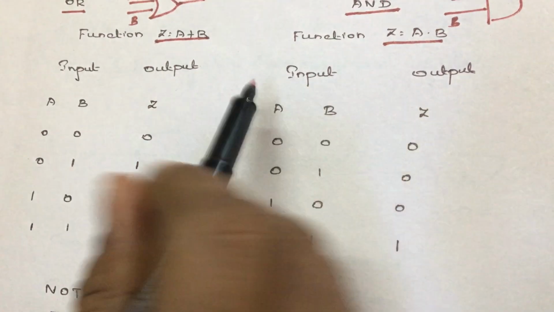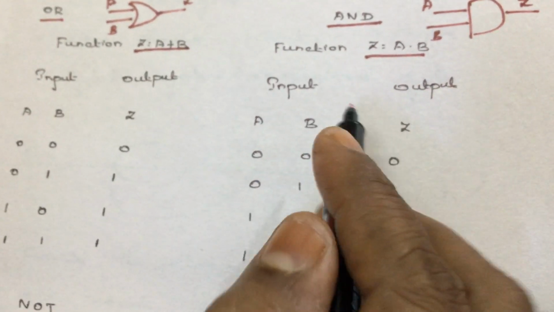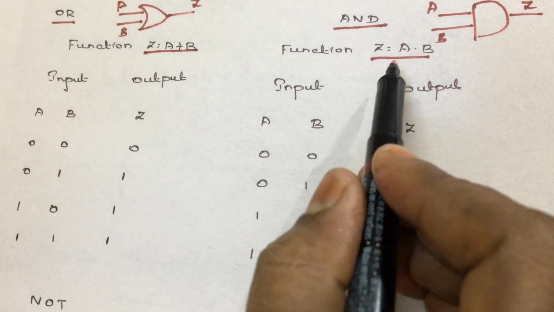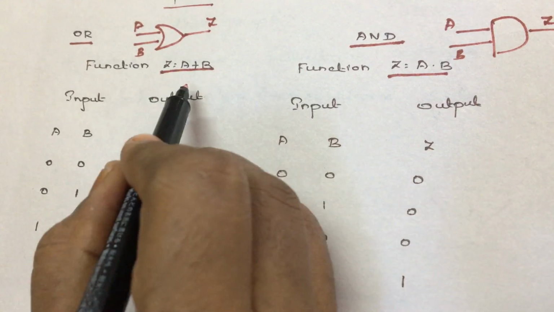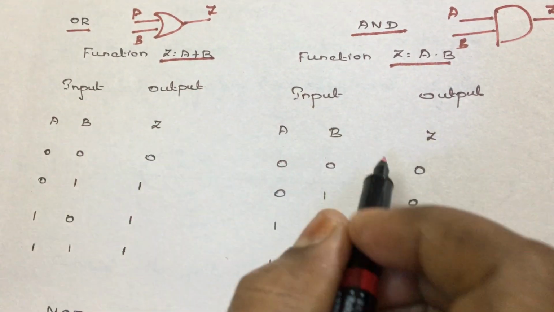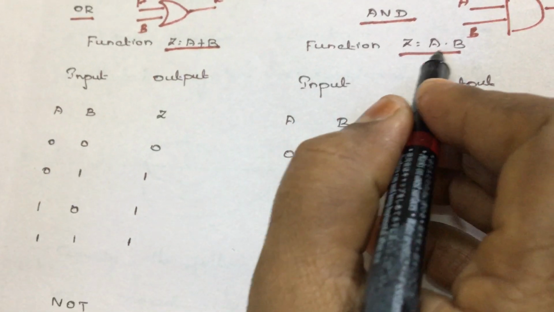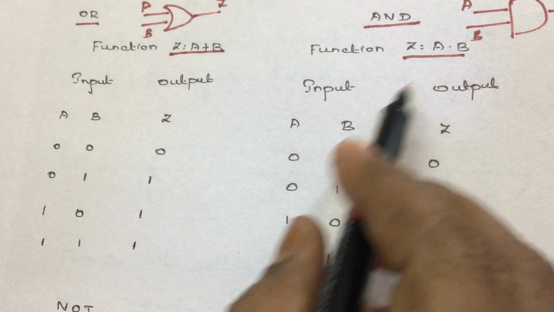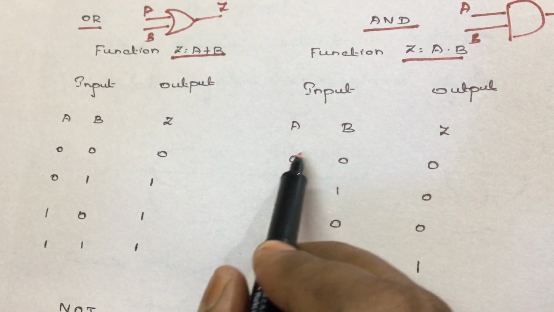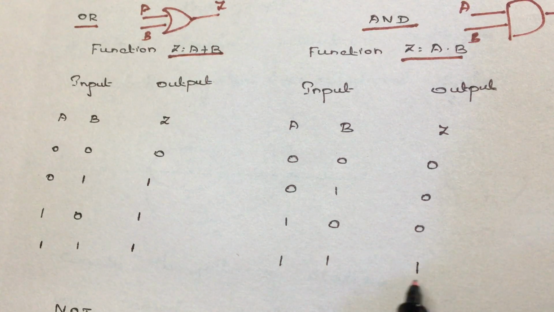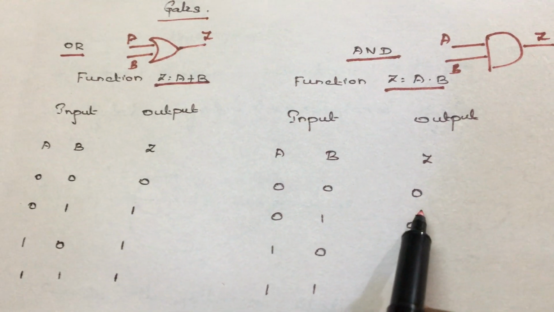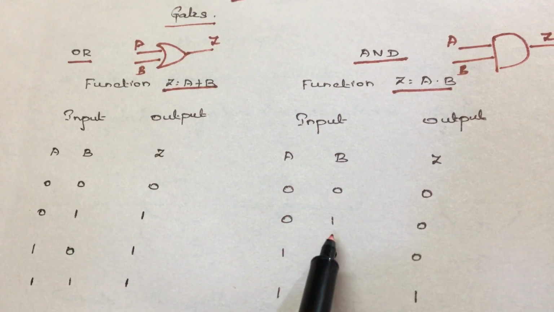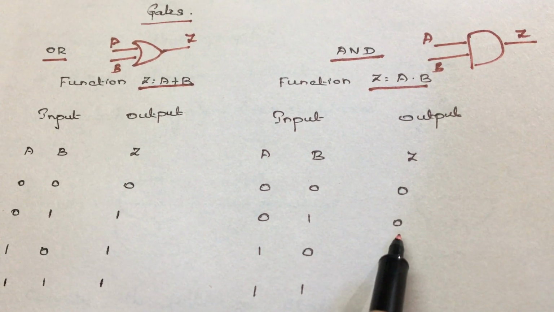And this is just the reverse in the case of the AND gate. This is the symbol and the function is A dot B. So this is the dot product and this is the OR product. This is the plus and this is the multiplicand. And in this, the output is high when both inputs are high, and when both inputs are low, the output is low. When one input is high and one input is low, the output is low.